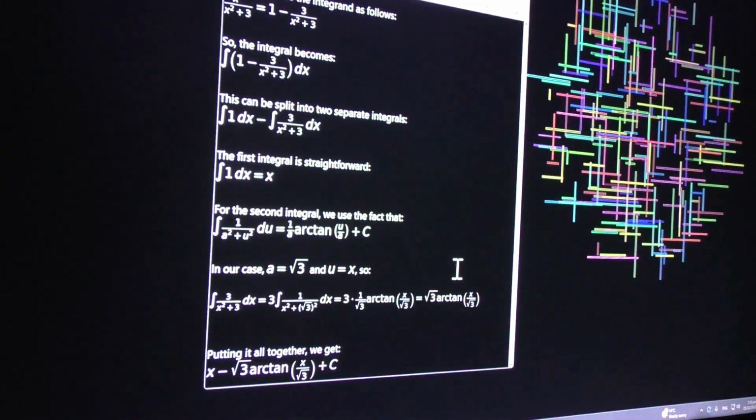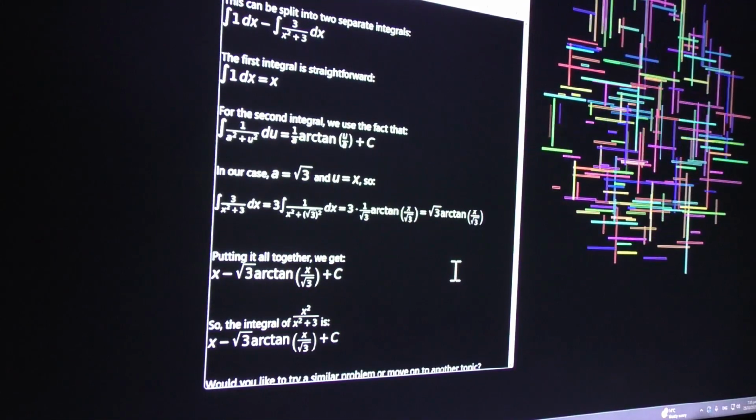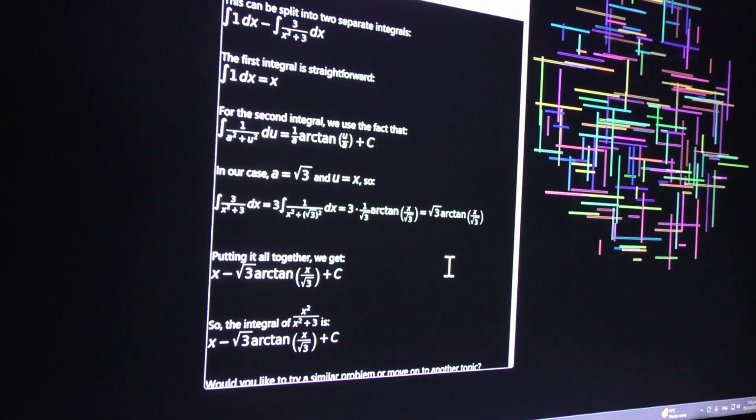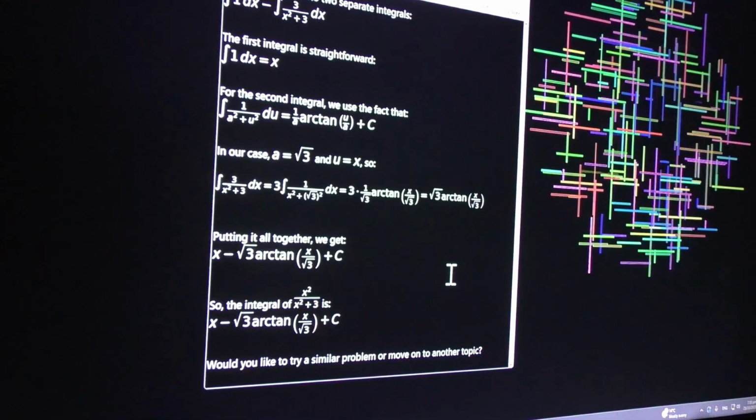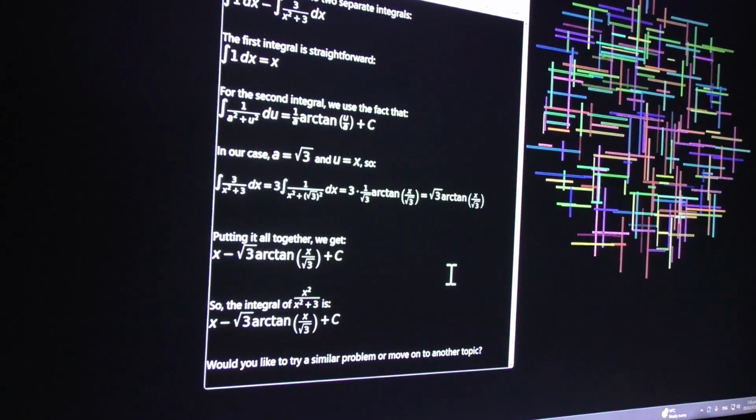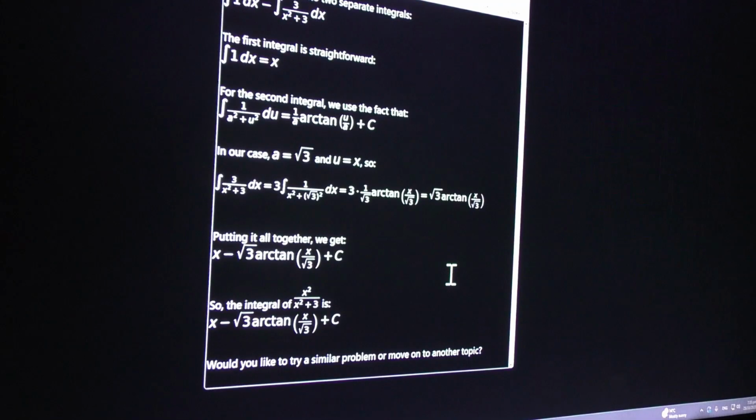This can be split into two separate integrals: the integral of 1 dx minus the integral of 3 over x squared plus 3 dx. The first integral is straightforward, the integral of 1 dx equals x. For the second integral, and so on until it gets the answer.